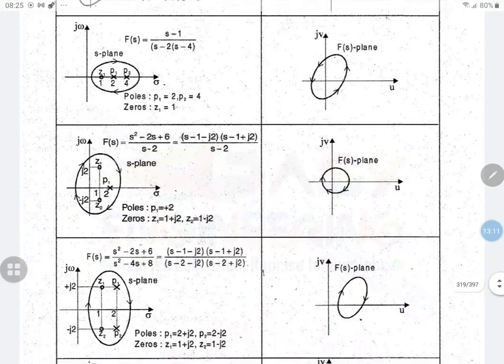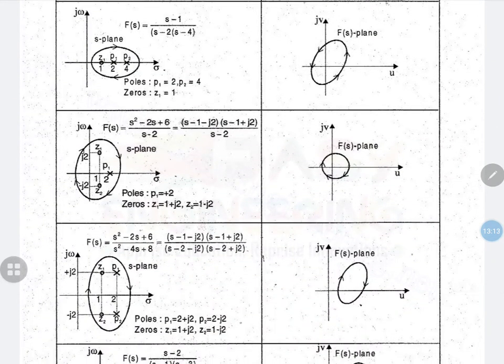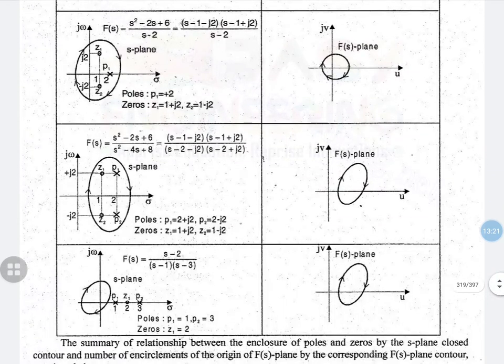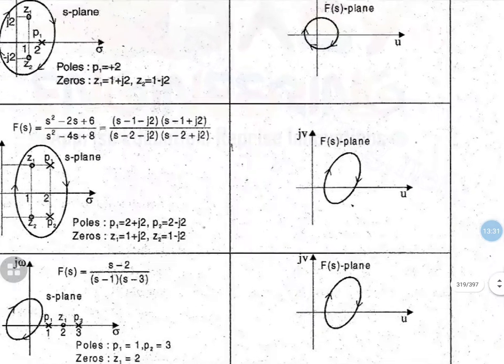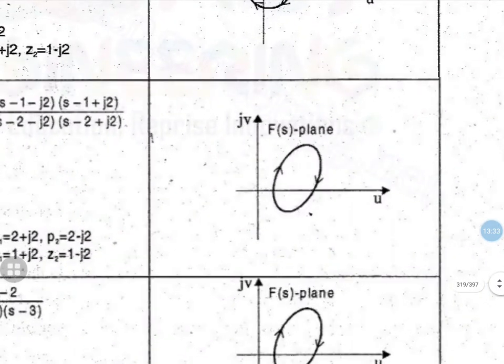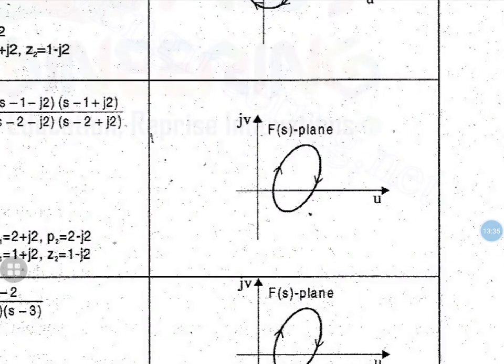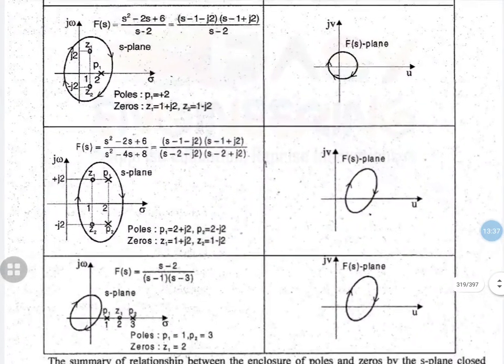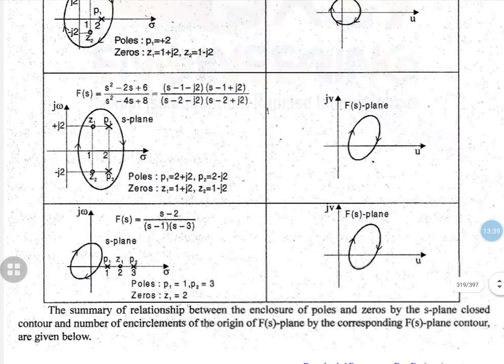And again, if there are two zeros and one pole, then there is one encirclement of the origin in clockwise direction. Okay, then you can see here two zeros and two poles. So there is no encirclement of the origin. You can see here there is no encirclement of the origin. Origin is not encircled. Okay, so these are some common cases.